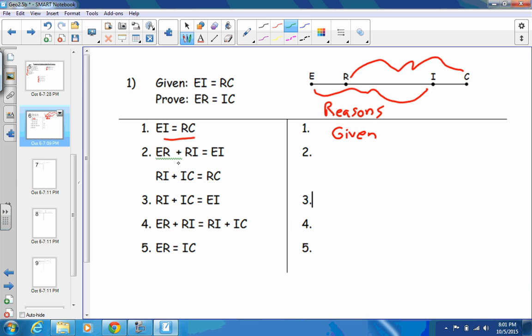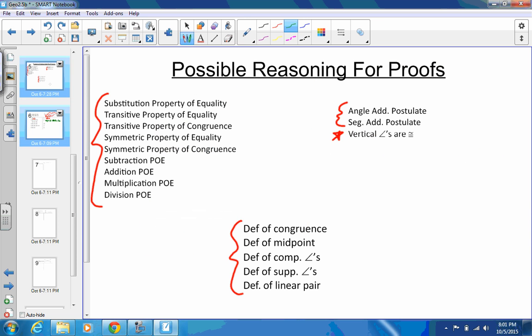Then we're going to say that ER plus RI equals EI. ER plus RI is equal to the whole EI. And then we also have that RI plus IC would make up RC right here. That comes straight from the segment addition postulate. So just think about what is happening, that we're just adding the segments to make the whole thing. And chances are you'll be able to figure out where that comes from. That is the segment addition postulate. So that's one of our reasons here. Segment addition postulate.